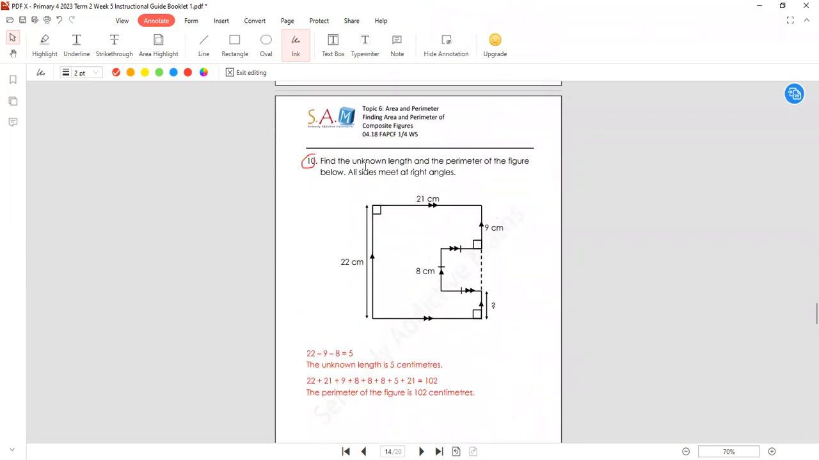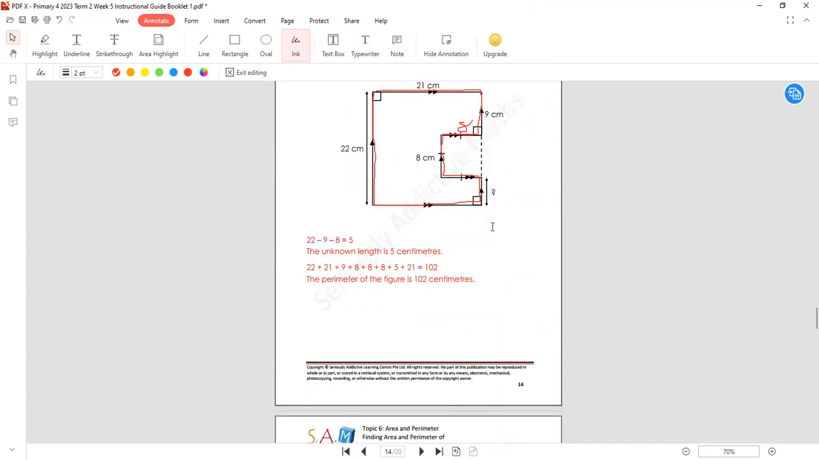Question 10, unknown length and perimeter. So explain to them that perimeter means this portion. Might want to highlight to them this, this, this, this, this, this, and this. The dotted line is not included. So they need to fill in all the numbers. So hatch mark, 8, and so on.